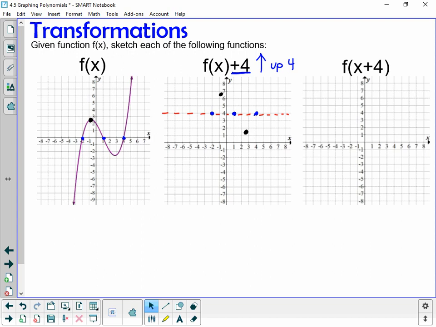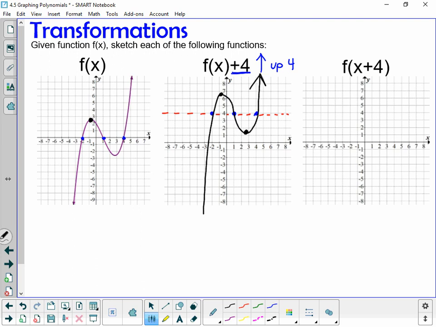So using those 5 points now, I can get a pretty good sketch of my graph. It goes up, hits that maximum, turns around, and it's not my best drawing ever, but it'll do. So that would be f of x plus 4.